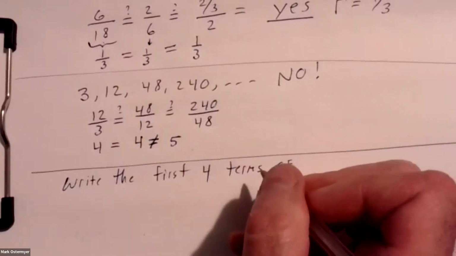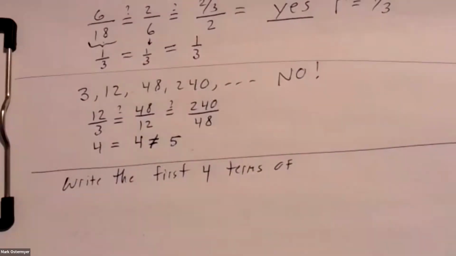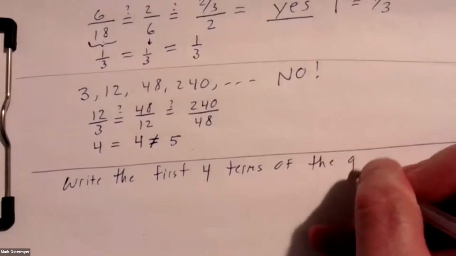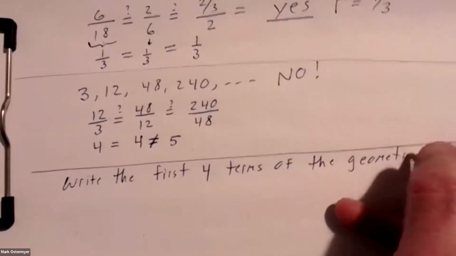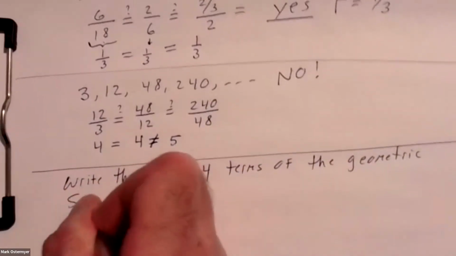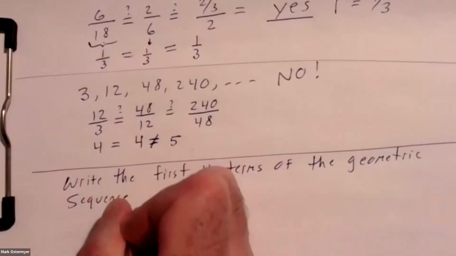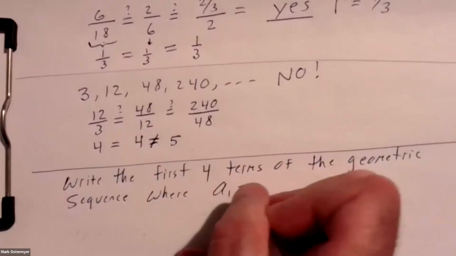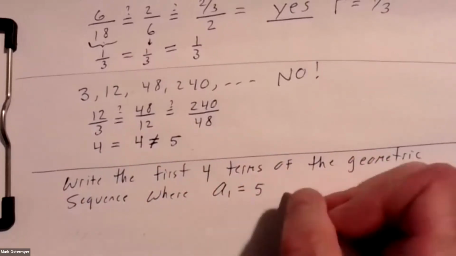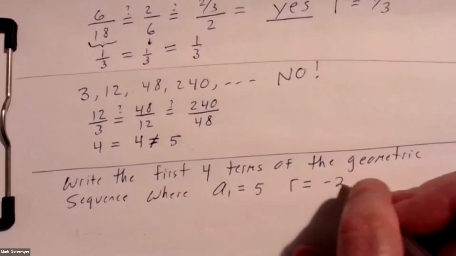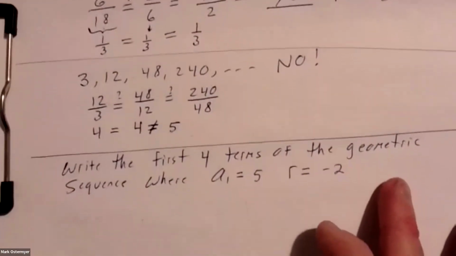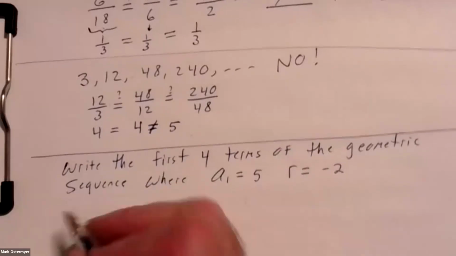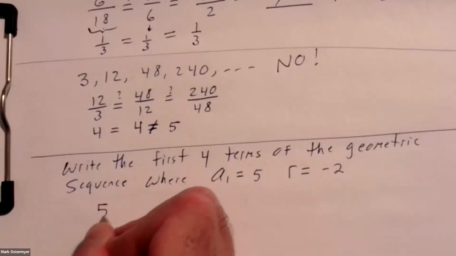All right, we want to write the first 4 terms of the geometric sequence where the first term is provided for us as being 5 and the common ratio is -2. Well, it should be pretty easy. The first term is 5.